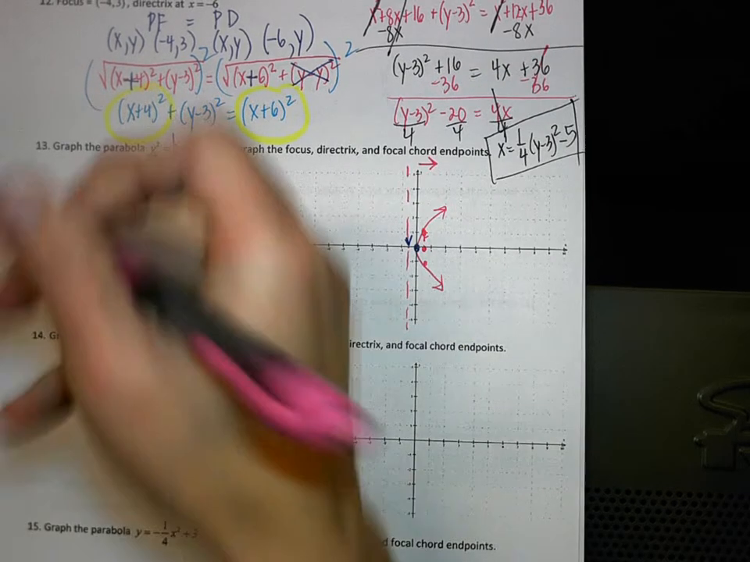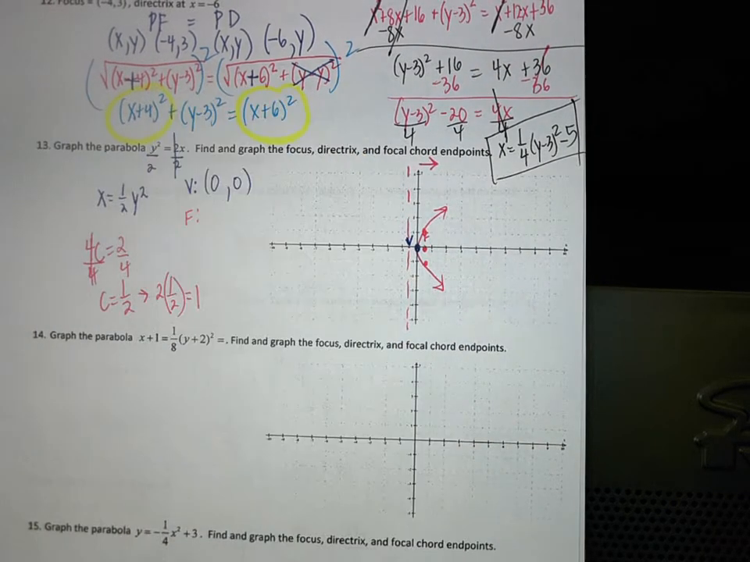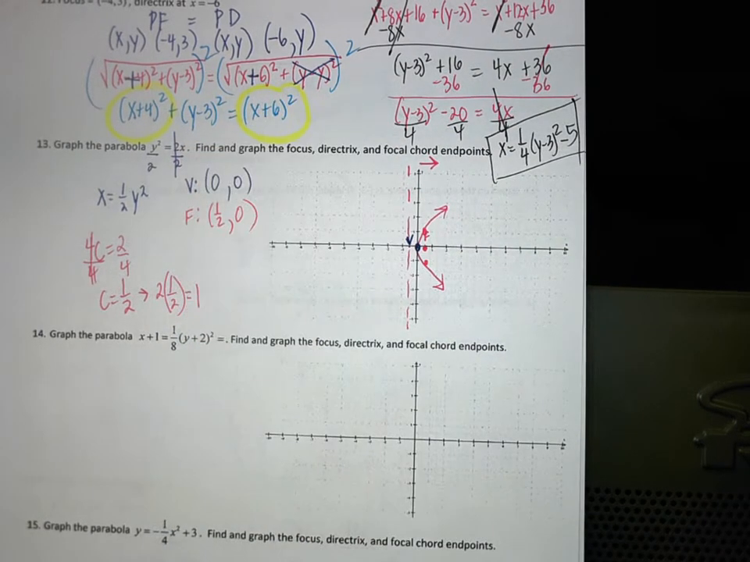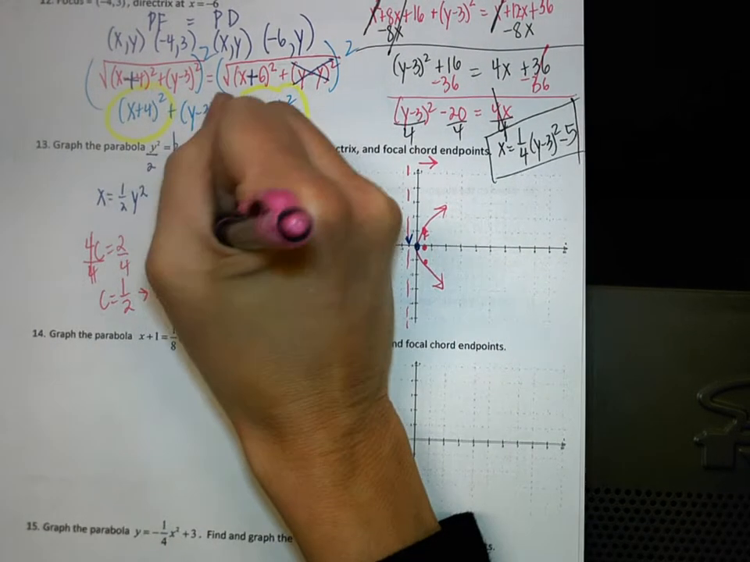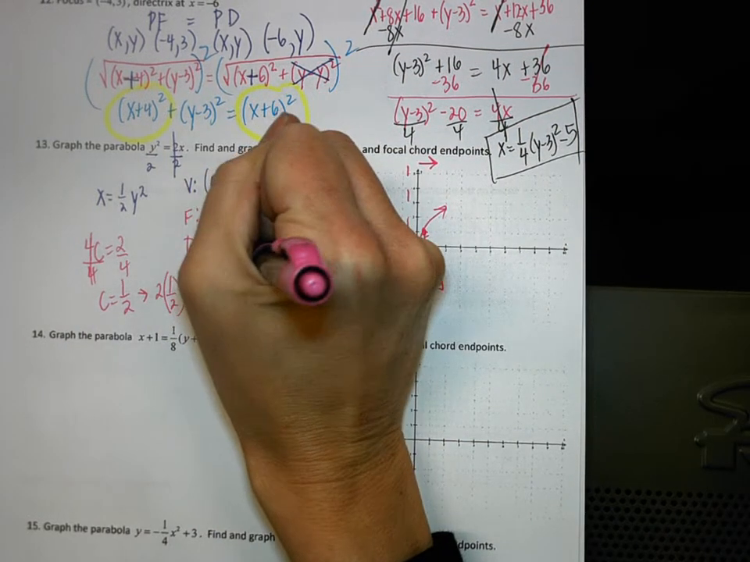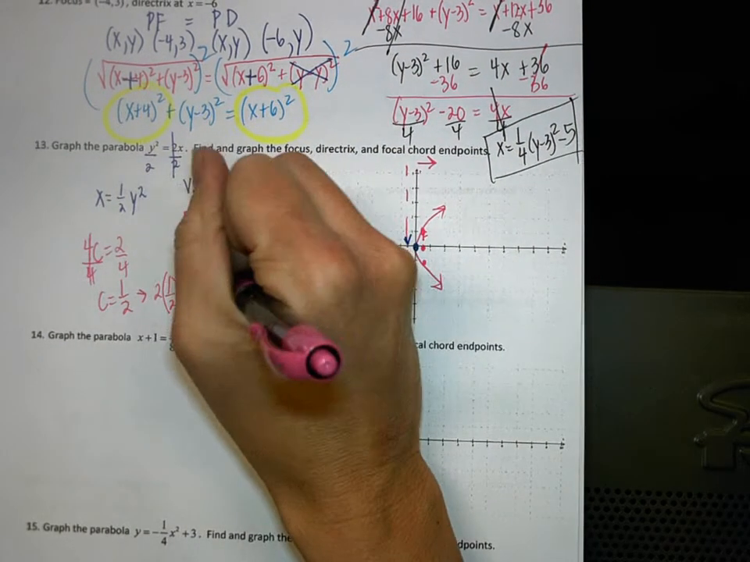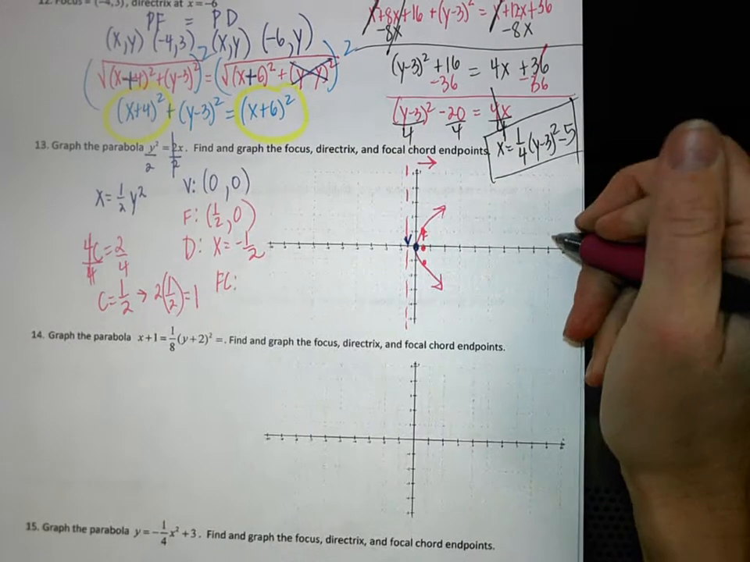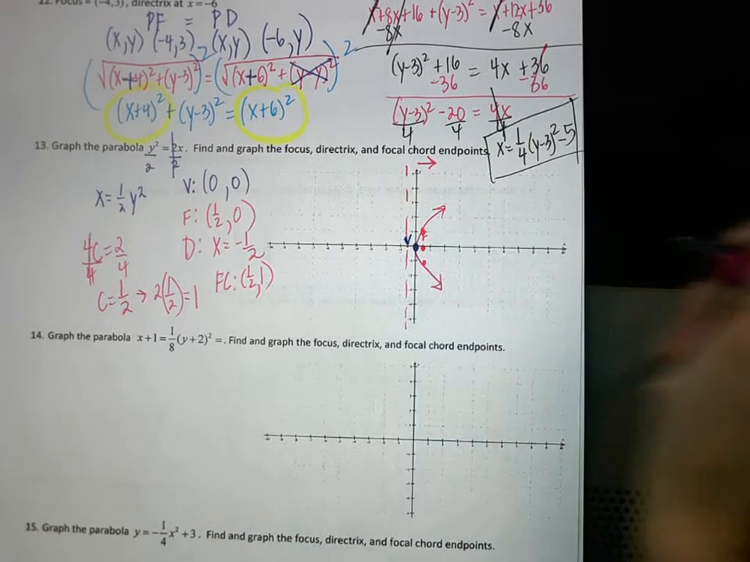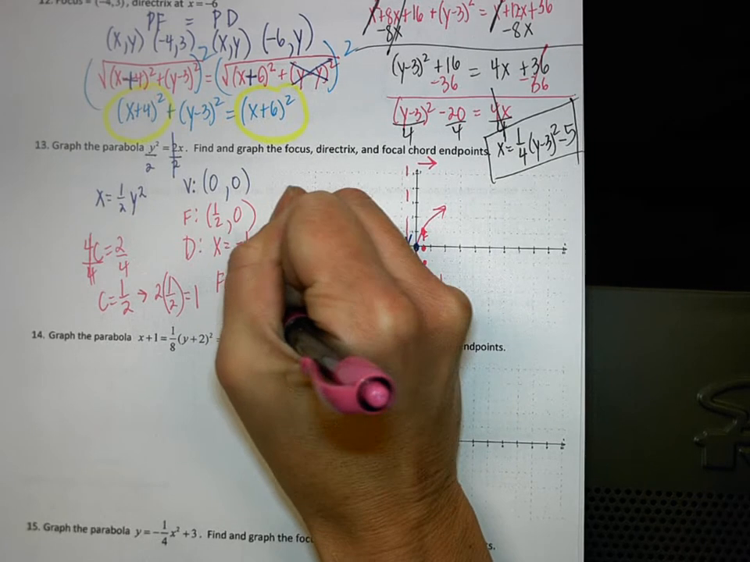Based on what I've done, I know that my focus is at (1/2, 0). My directrix is right here at x equals -1/2. And my focal chord endpoints are at (1/2, 1) and (1/2, -1).